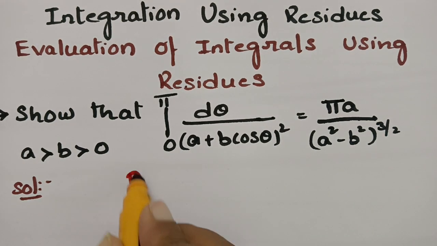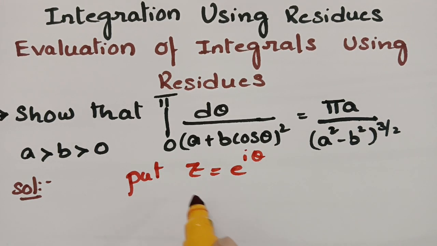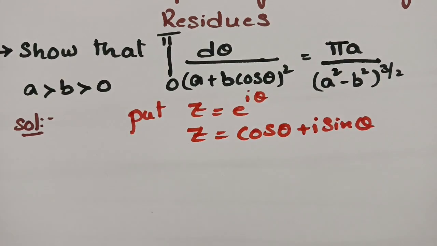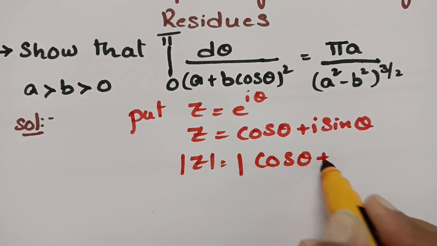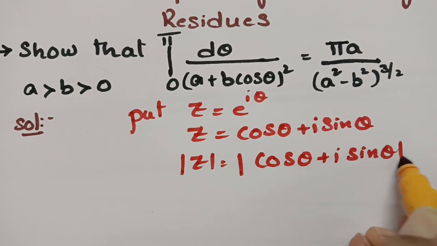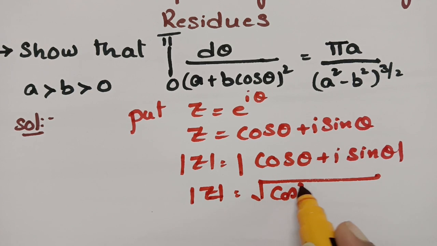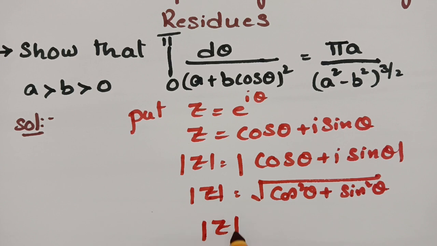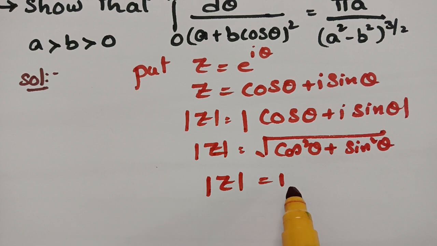See here, first of all, we have to put, as usual, z is equal to e power i theta. Clear? So what is e power i theta? e power i theta is nothing but cos theta plus i sin theta. Now if I take modulus on both sides, mod z is equal to mod of cos theta plus i sin theta, which is root over cos square theta plus sin square theta, which is equal to 1. Therefore we got the region as mod z is equal to 1. So this is the circle with center 0 and radius 1.